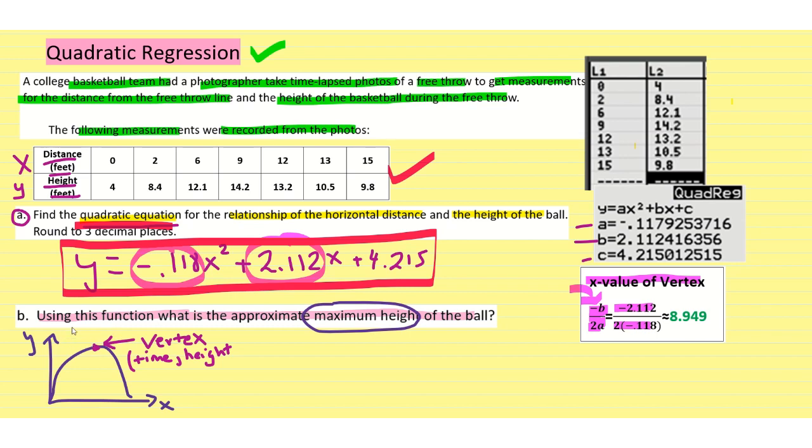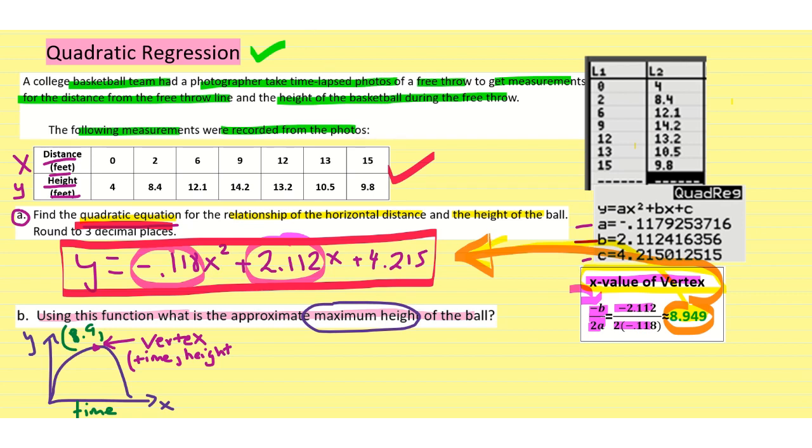So that means the vertex over here has an x value of approximately 8.9, but the x value is about the time, the number of seconds that the ball is traveling. But we want to find the height. So what we are going to do is take this number, the x value of the vertex, and plug it back into our quadratic. Let's take that again. We're going to take our x value and plug it back into our original equation that we found using our graphing calculator.